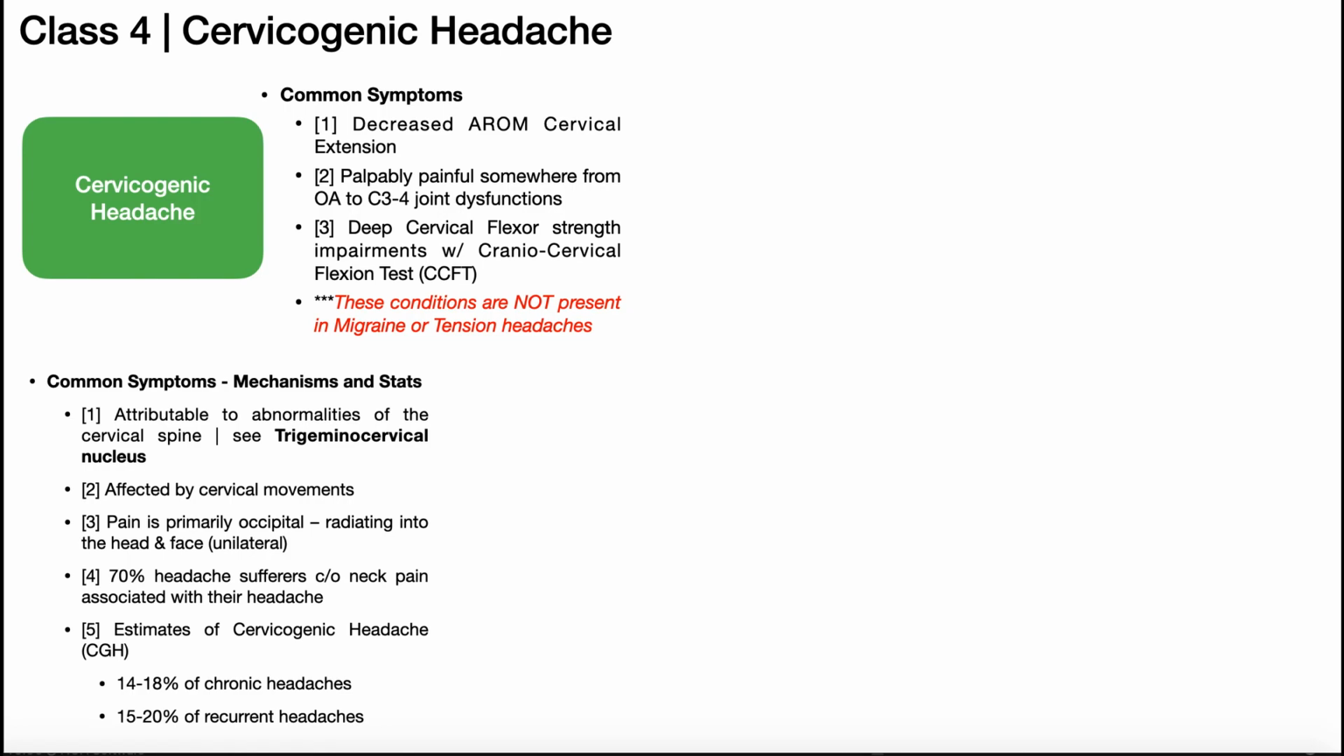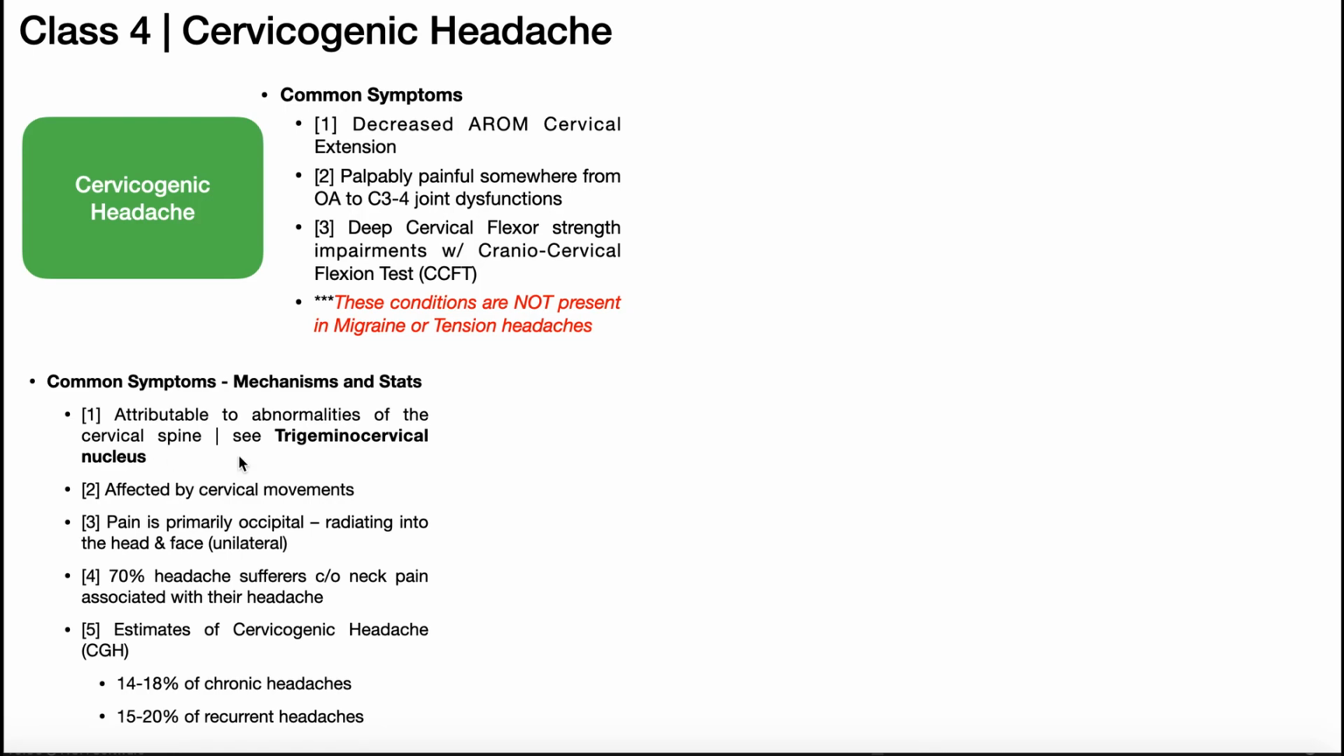So now, here's some important things to look out for when you're identifying a cervicogenic headache. Remember that we're attributing the headache to abnormalities in the upper cervical spine through that trigeminal-cervical nucleus. So we're not going to expect this to be caused by abnormalities around the levels of C6, C7, even C5. We're looking mainly up around C1 through C3, okay? And that's because those are the only 3 levels of nerves that are going to be able to refer into the head.